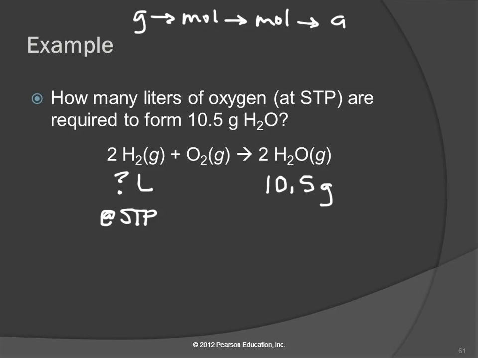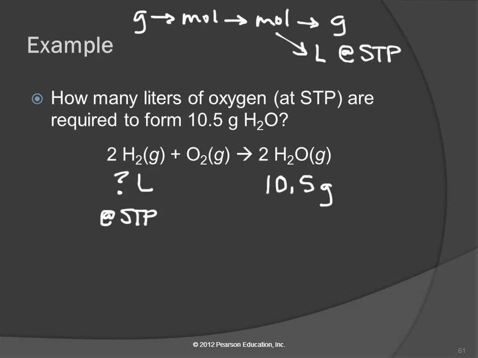So stoichiometry, our little mantra was grams to moles to grams. We have to start with the thing that we have a number for. So this time we are starting with grams, aren't we? So we're going to start with grams of water and go to moles of water to moles of oxygen. But then instead of going to grams, we're going to go to liters at STP. So what we'll do is we'll use stoichiometry to calculate the moles.